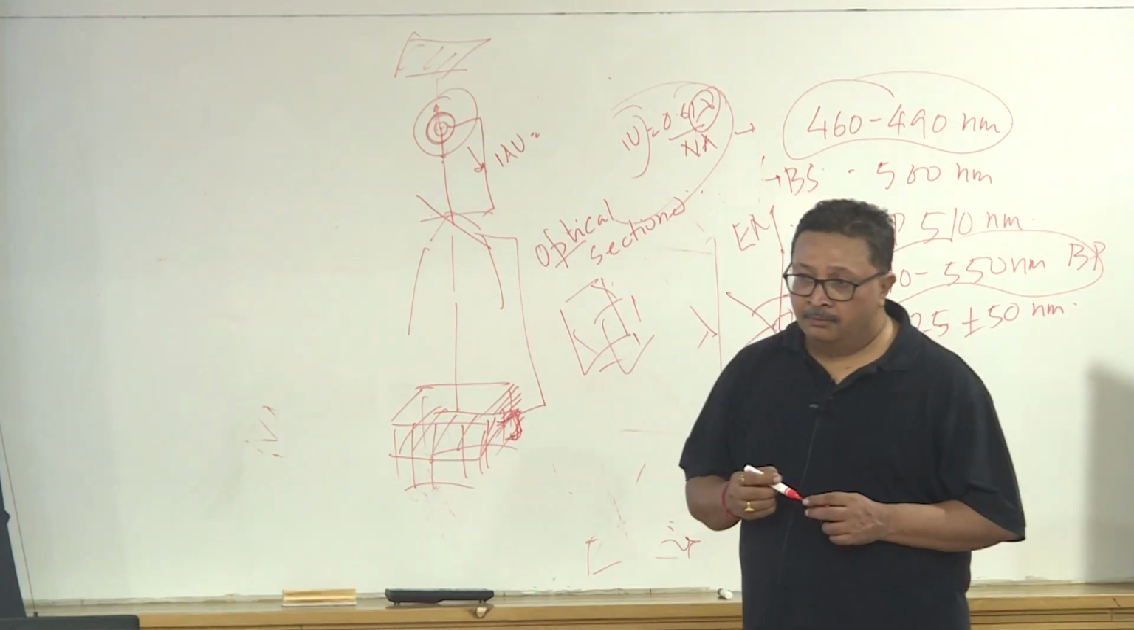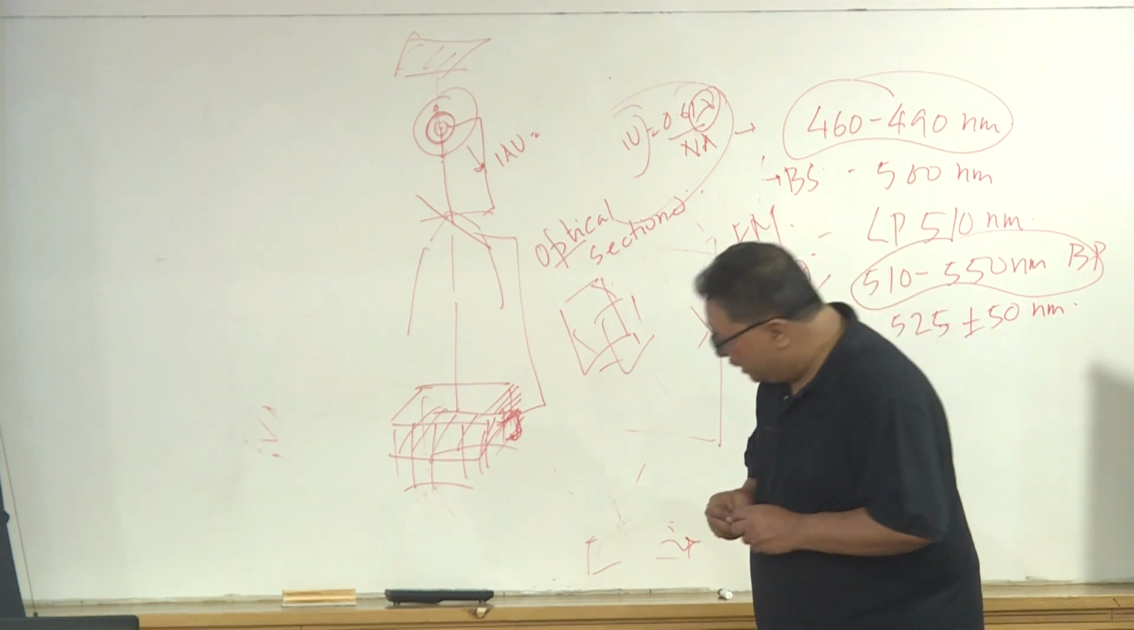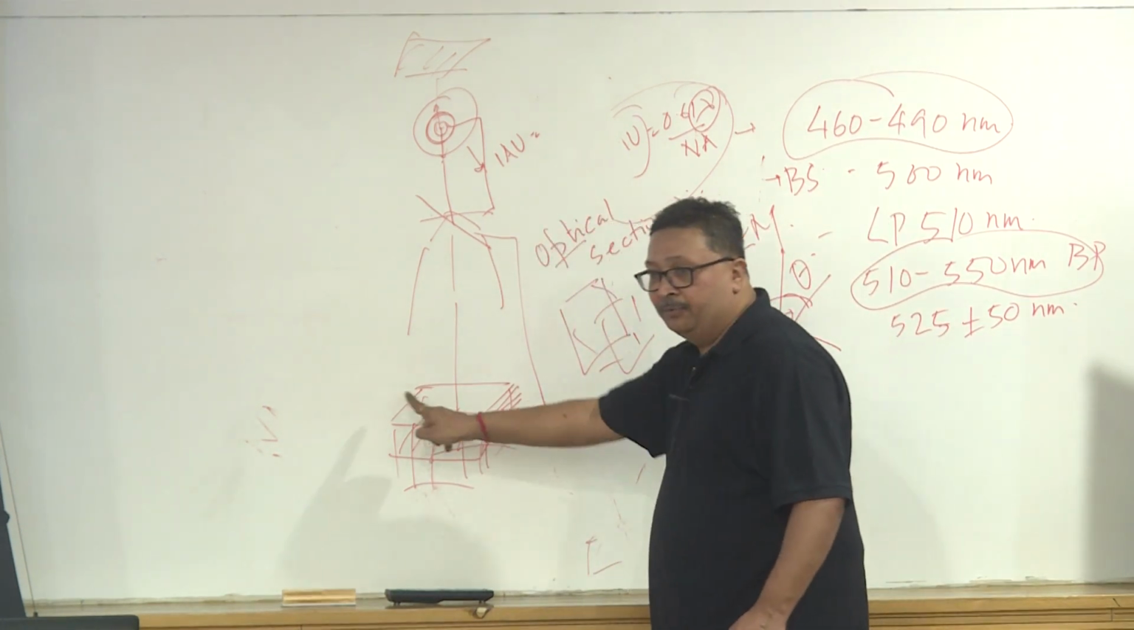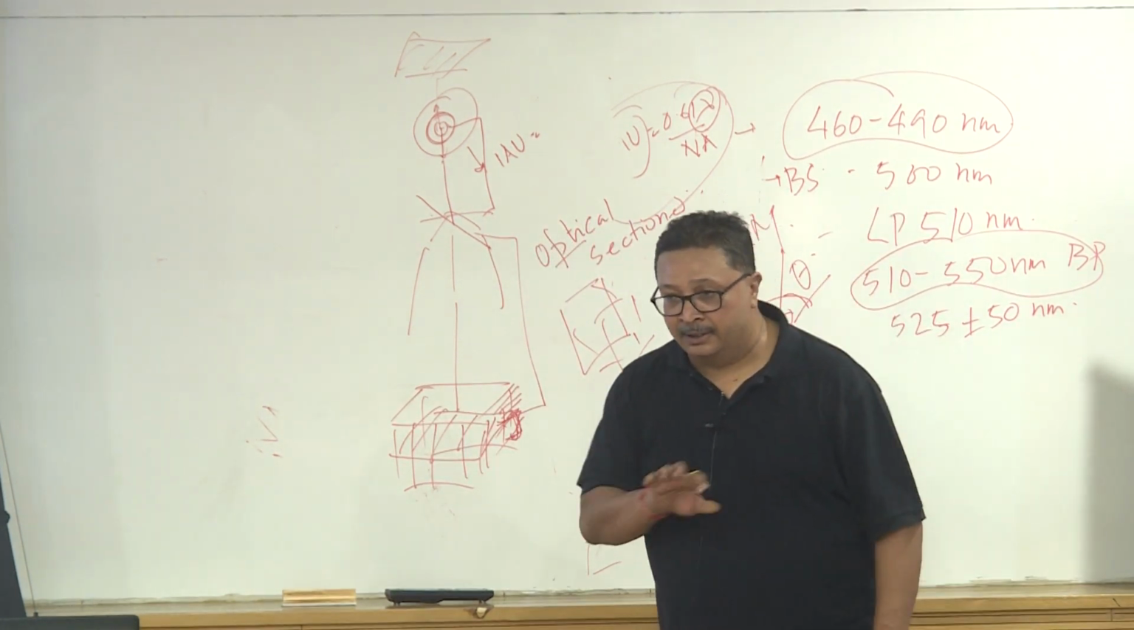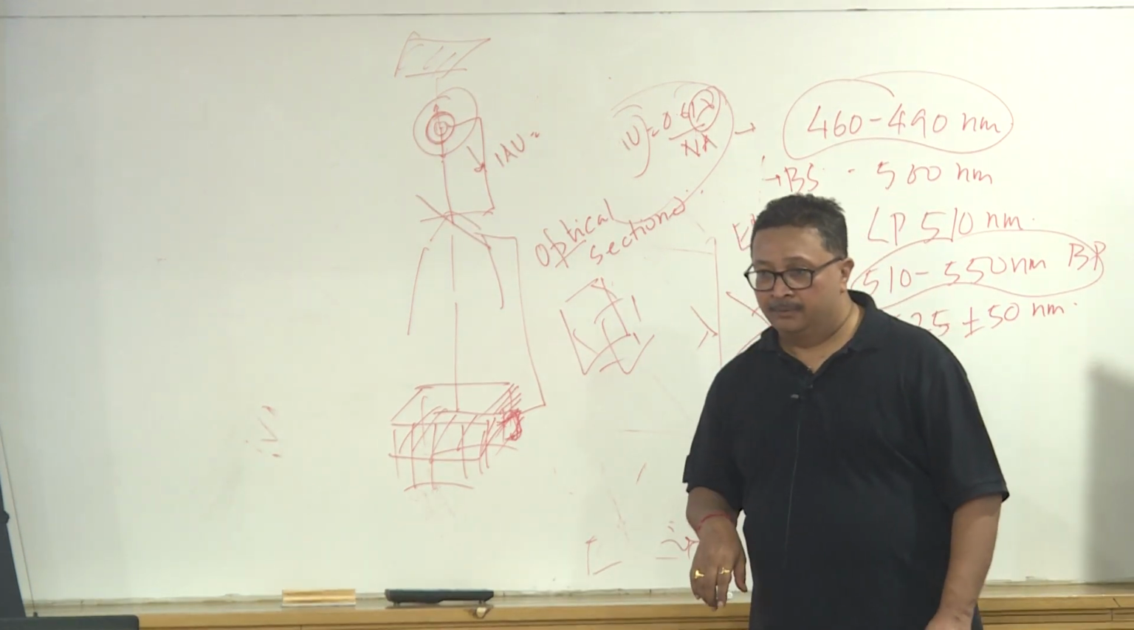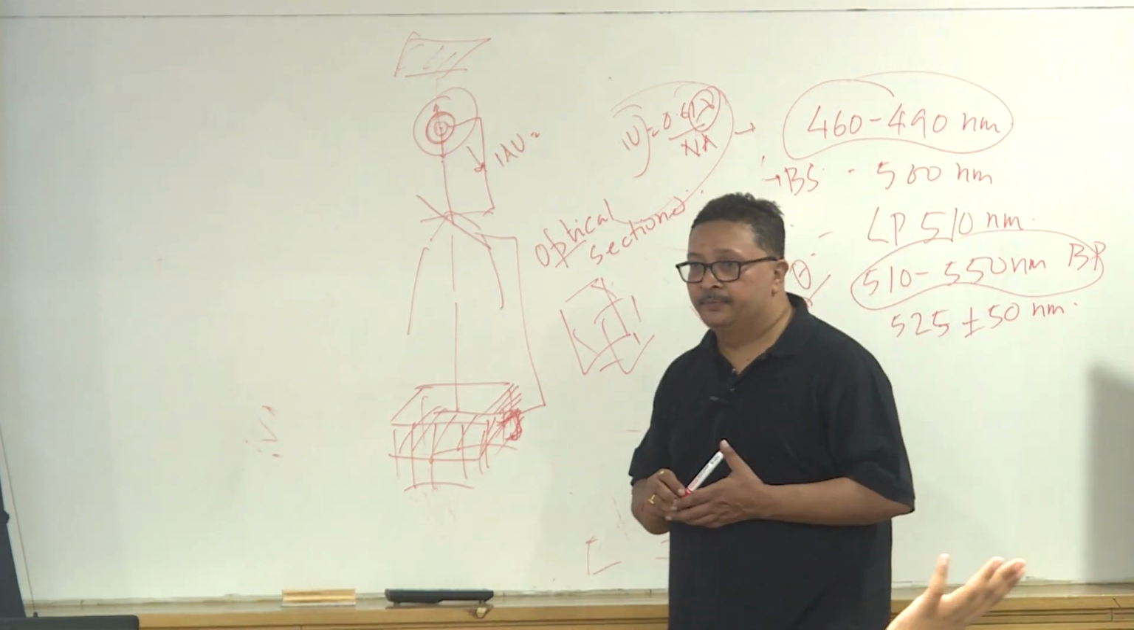So by information you mean the cell, right? The information means light collected from this plane in terms of fluorescence intensity. That's it. Okay. Thank you. Yep.